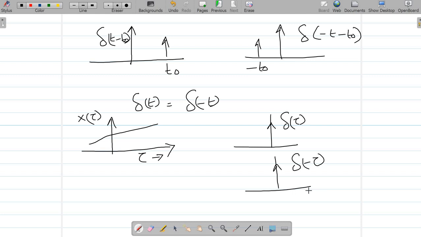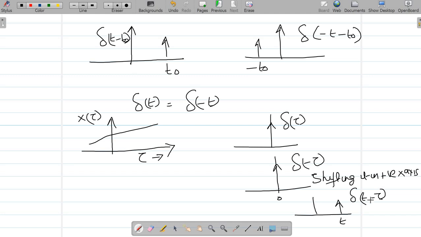Now if I shift it in the positive direction through some distance t from the origin, what I get is delta of t minus tau. What I have done is I have taken this wave and shifted it in the positive x direction along the x-axis. I got this.